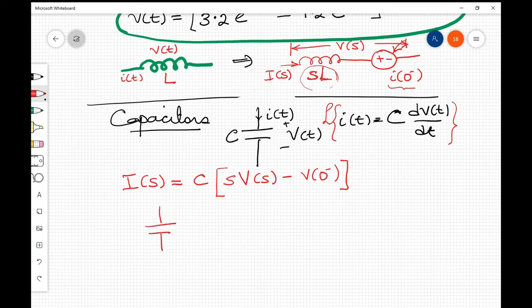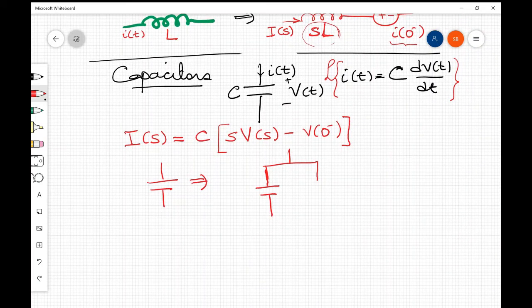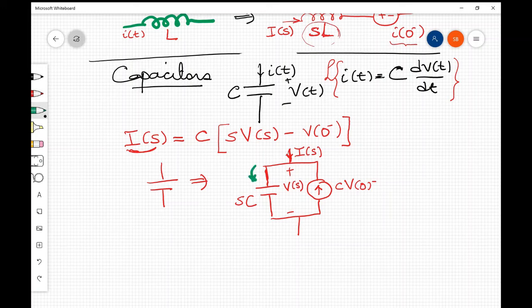So a capacitor is going to be converted into, because this is current, it's going to have that parallel path. So we have a capacitor here which has current coming from here, which is I at s. So that I at s is going to be the sum of sC V at s, which is on this side, and we have another current source which is C times V at 0 minus, and the voltage for both of them is going to be V at s. So that current I at s here is going to be the sum of sC V at s and the other current here, which is going to be C times V at 0.